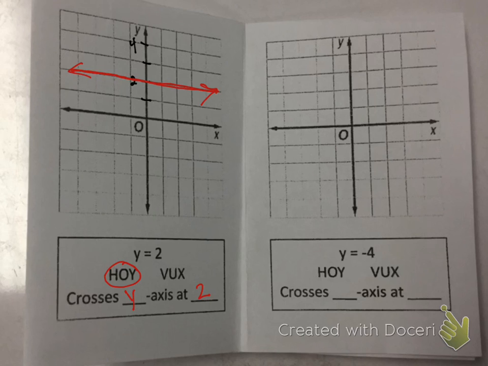And the last one, y equals -4, again another Hoy, where it crosses the y-axis at -4. So again, I'm just going to mark in where it's going to be going. I don't need other numbers on the other parts of the axes. And I'm going to get a horizontal line where y equals -4. And that's what you guys are going to be working on today. And that's it.